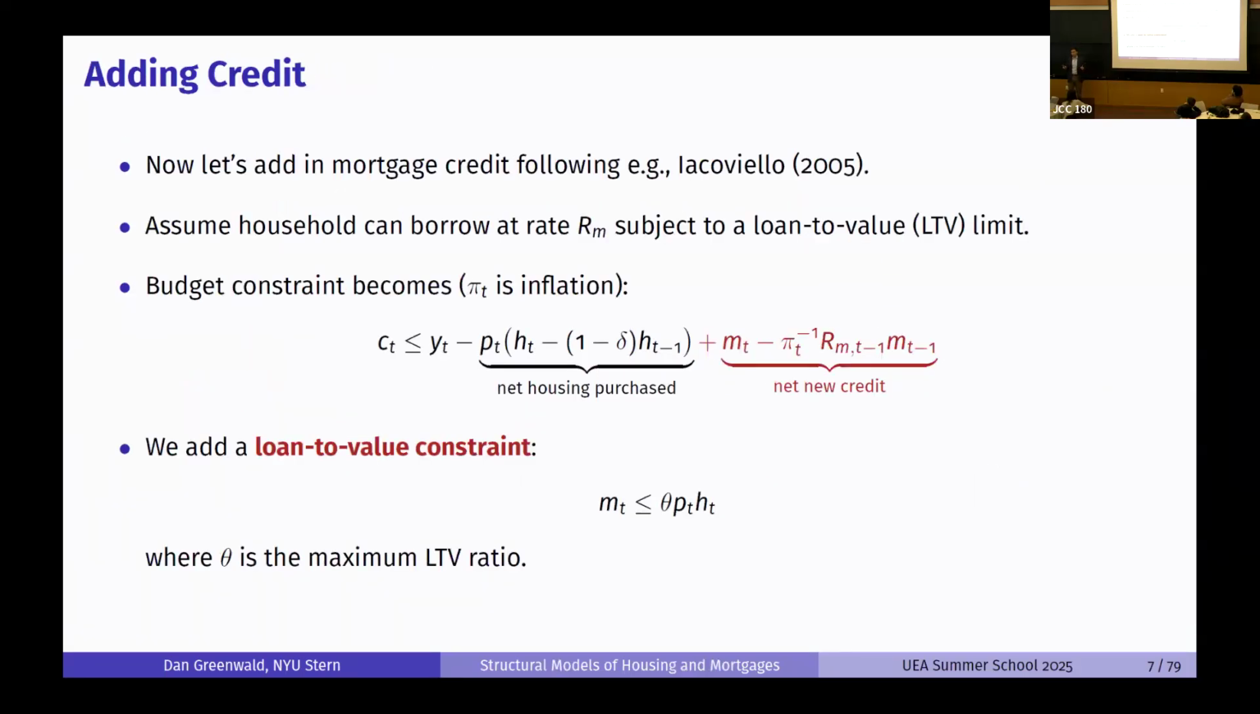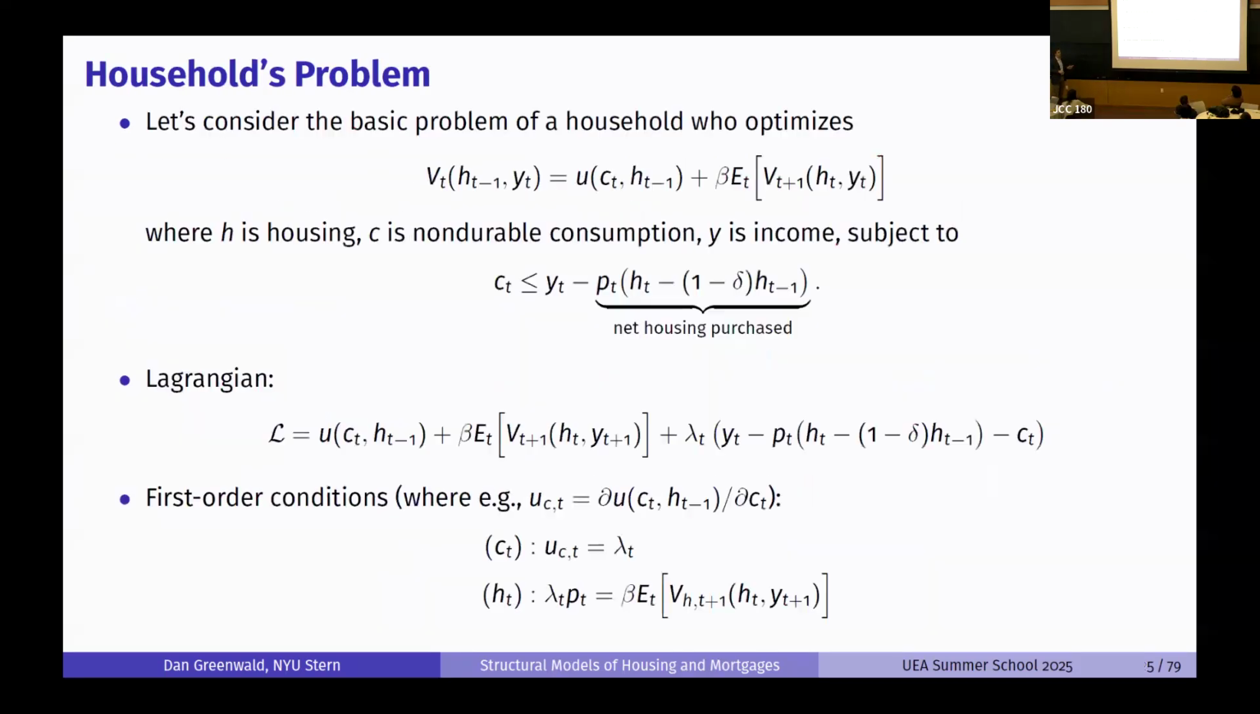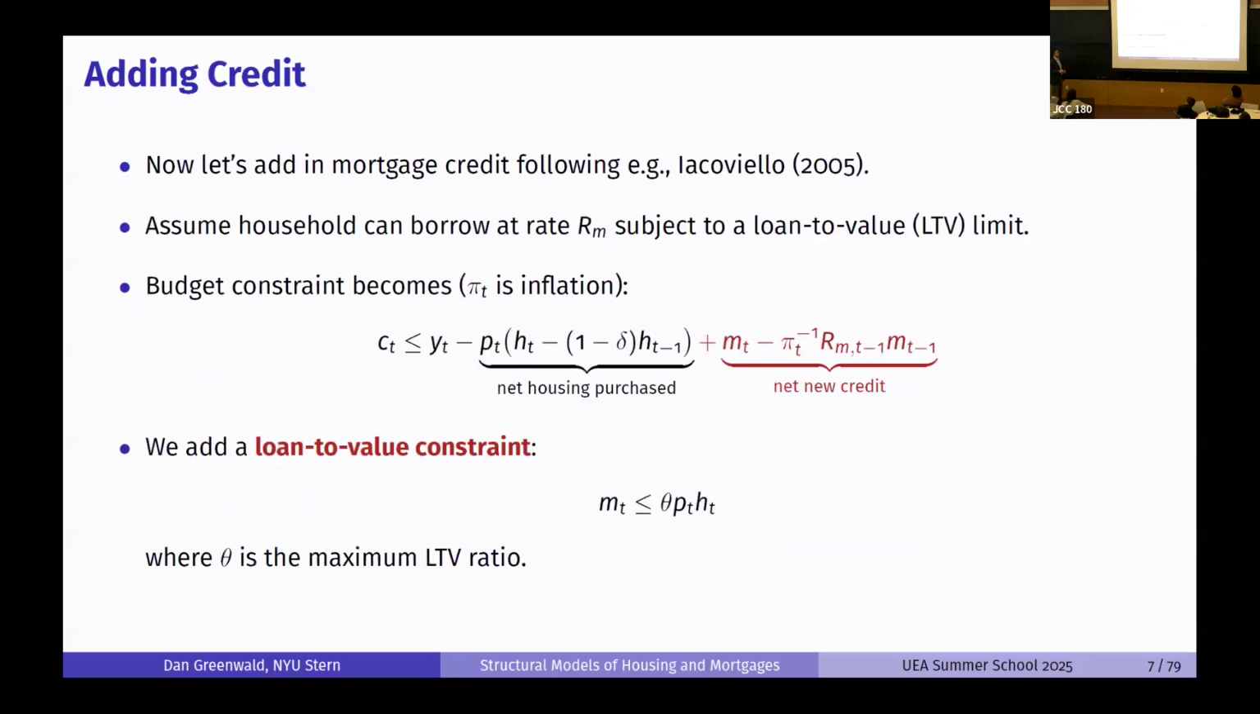All right, so now the first thing we're going to do is add in mortgage credit, right? You'll notice there was no credit here. You're just doing everything with cash in the budget constraint. So we're now going to add a couple things. We're going to assume that the household can borrow at some interest rate Rn subject to a loan to value limit. And this is what you'd find in a lot of classic models like the Jacobiello model.